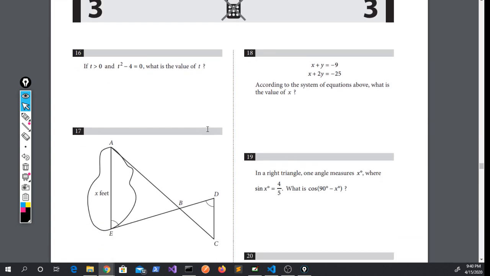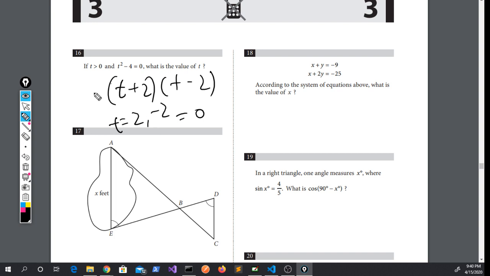Okay. Free response question, so you don't get to guess this one. Let's do this. t squared minus 4 is 0. Let's factor this. You get t is equal to 2 and negative 2. And they said t is bigger than 0, so t is equal to 2.